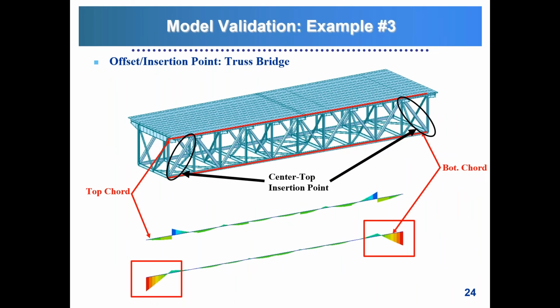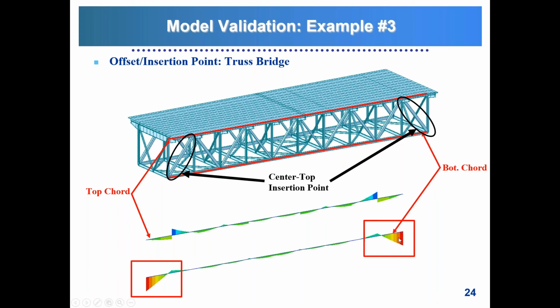The other validation example I want to bring up is a truss bridge we were doing. We checked the model, and everything seemed to be fine. When we were looking at member forces, we noticed that the forces, in particular the bending moments at the top and bottom chord, just didn't seem right.